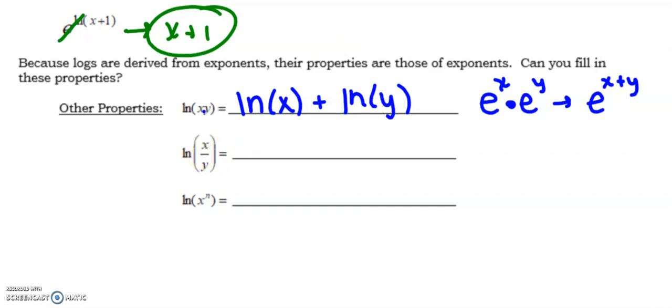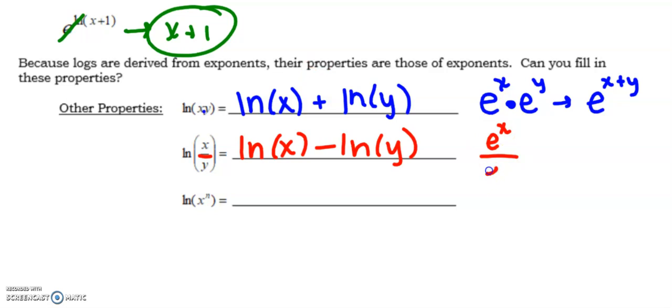Next one then, when you have division of 2 variables, or 2 terms rather, you can take that and take the natural log of x minus the natural log of y. And this works because if you think about e to the x over e to the y, we would do that by taking e to the x minus y.